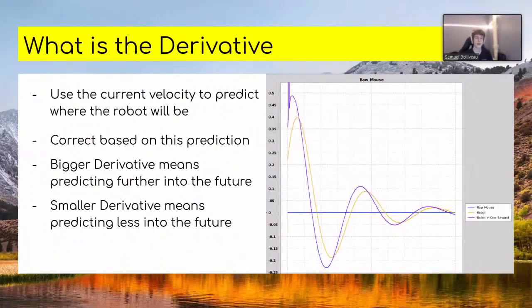the derivative. So basically what the derivative does is it says not only if I'm ahead or behind the target, but it also takes into account the current speed of the robot and predicts where the robot will be. So here we have the purple line, which basically shows a prediction of where the robot will be in 1 second. And as you can see, it's shifted to the left a little bit compared to the yellow line. That means that it's accurately predicting where it's going to be in the future. A bigger derivative means you predict further into the future, and the robot will slow down more as it gets closer to the target.